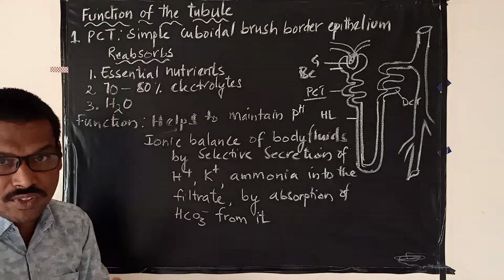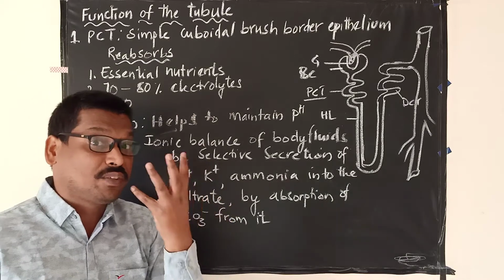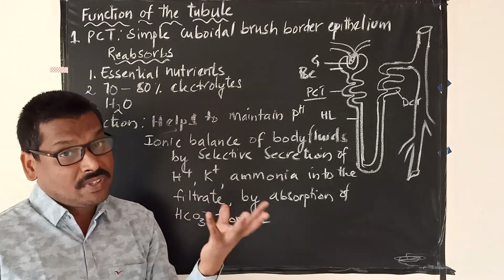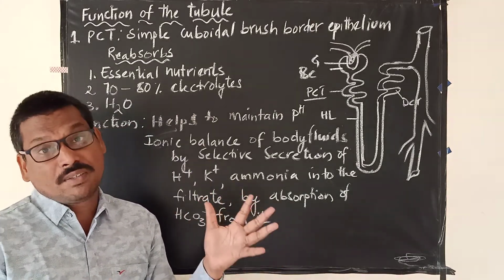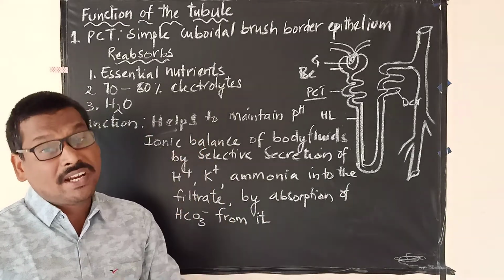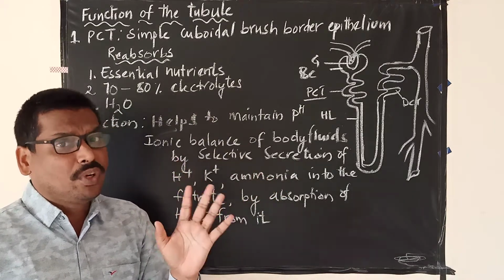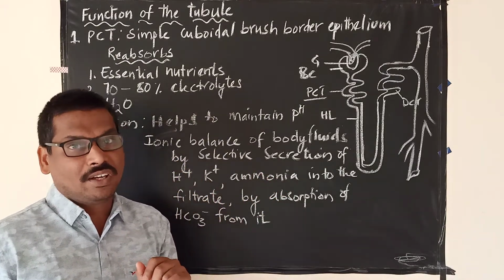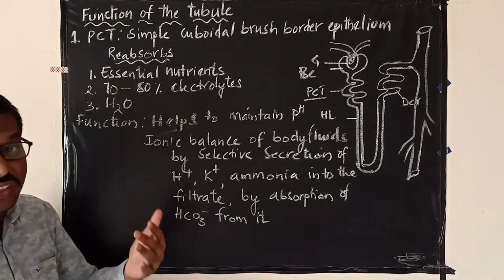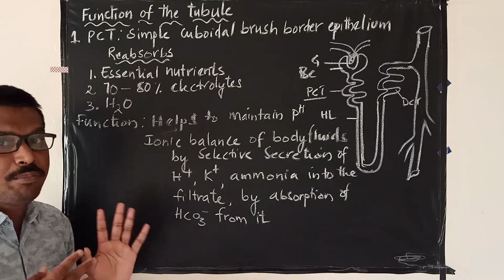It reabsorbs whatever enters as the filtrate. We already said that whatever is filtered into the nephron will not be eliminated in the form of urine. Only about 1.5 liters of urine will be eliminated per day. So how is it possible? Because it is being reabsorbed. All that is filtered is largely reabsorbed.